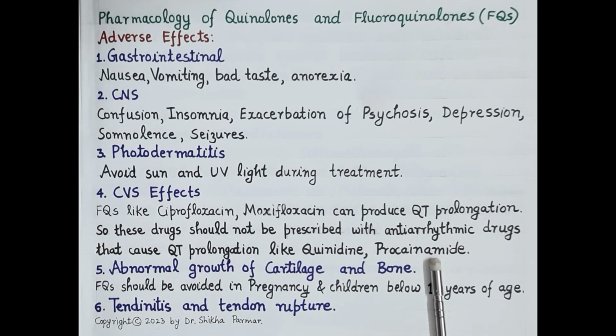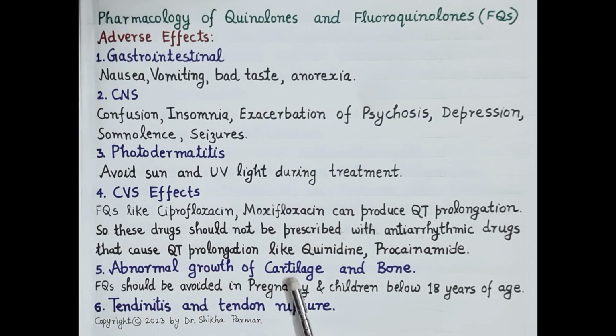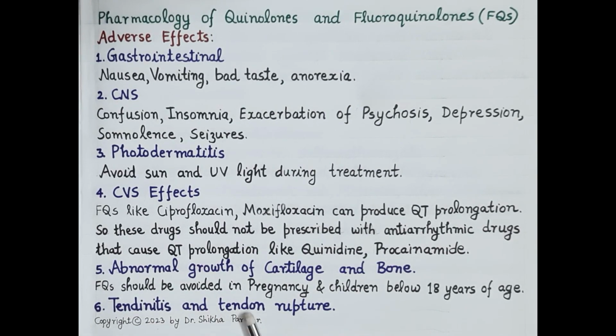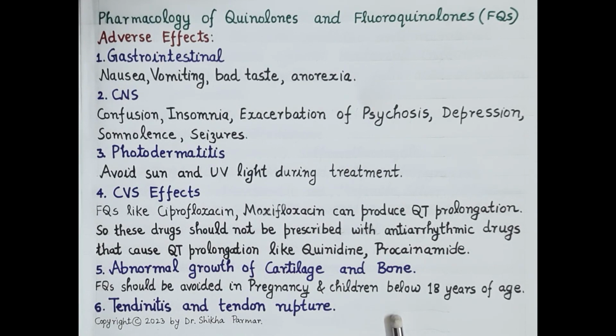Now, in addition to this, these antibiotics can cause abnormal growth of cartilage and bone, and thus they should be avoided in pregnancy and in children below 18 years of age. Now, a few cases of tendinitis, that is the inflammation of tendon, and tendon rupture have also been reported. So, this is in brief on pharmacology of quinolones and fluoroquinolones.